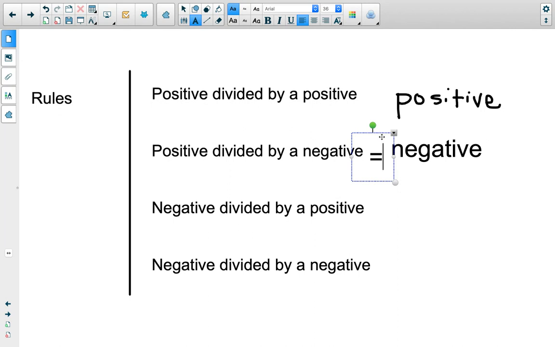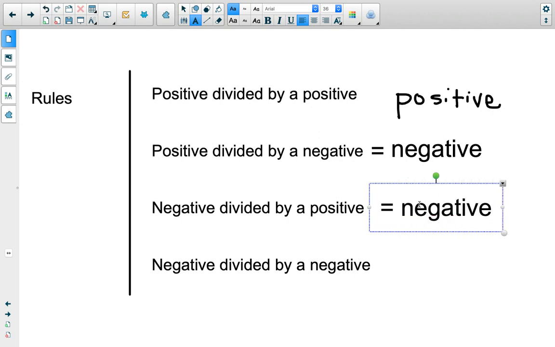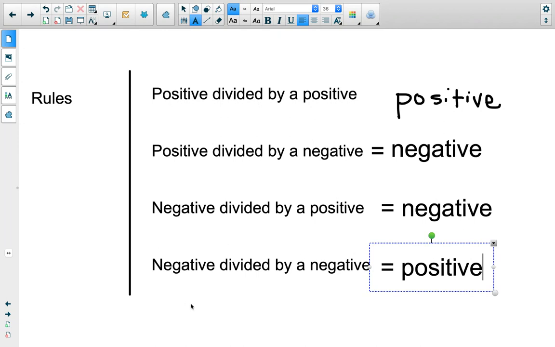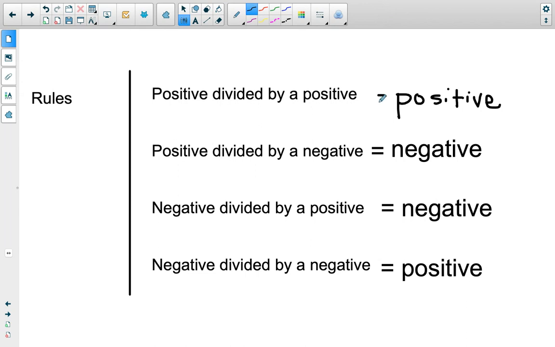And then I have a negative divided by a positive. Again, that is going to be equal to negative. And lastly, a negative divided by a negative. That is going to equal a positive. So let's make sure all of that's in your notes. Put an equal sign for this one too.